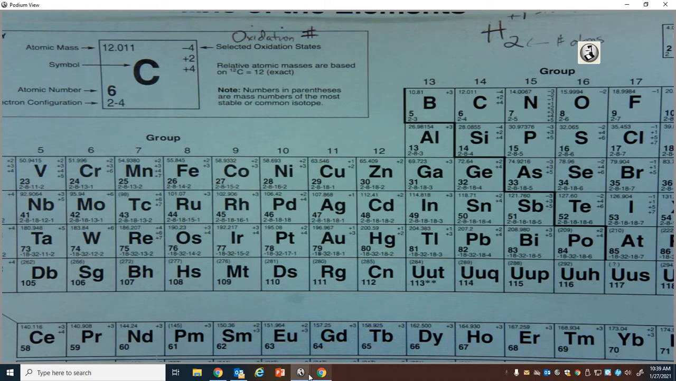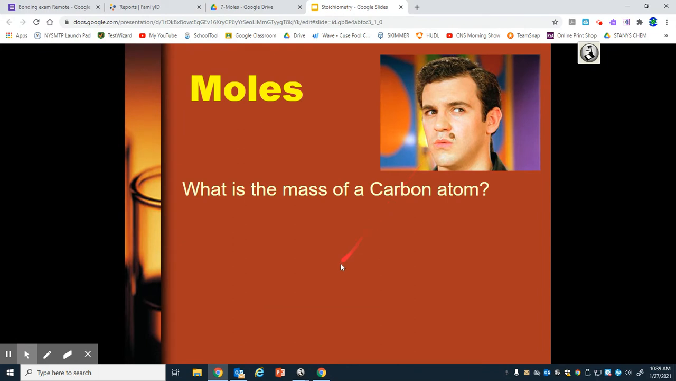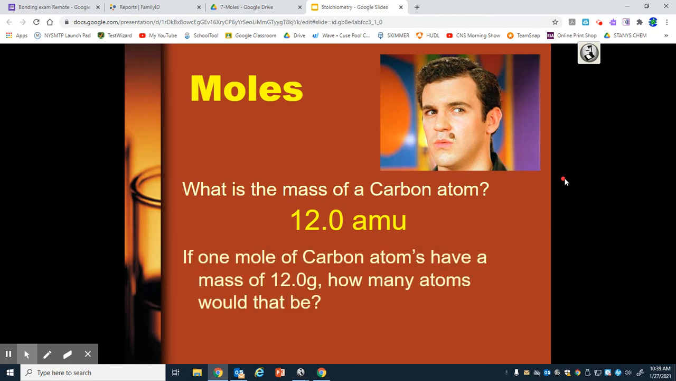Okay? So when we go back to our notes, the mass of a carbon atom, simply put, is 12.0, and the units we're going to refer to now are called AMUs. We talked about them earlier in the year. Atomic mass units, which is kind of a made-up unit. We're not going to go into that right now. All right, but what works out conveniently for us is that if we change AMUs to grams, that's the mass of 1 mole of carbon atoms. So 1 mole of carbon atoms would have a mass of 12 grams.